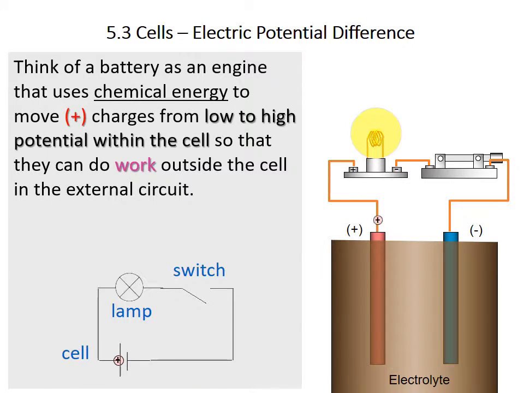So it's good to think of a battery like an engine. This engine uses chemical energy to move these positive charges to a high potential within itself, within the cell itself. Then it drives those positive charges out to the external circuit to do work.